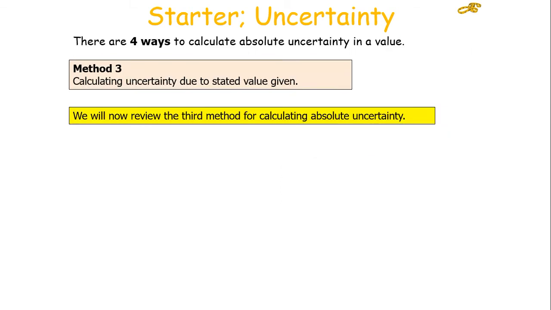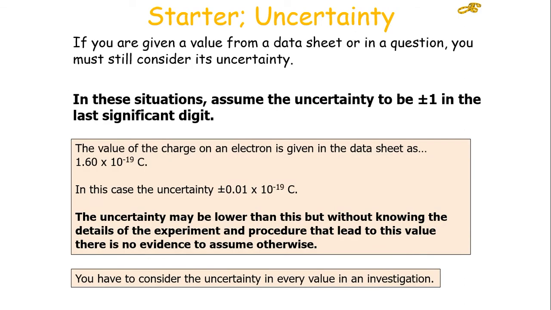Now, the third method is calculating the uncertainty due to a stated value given. If you're given a value from a data sheet or in a question, you still have to consider its uncertainty. In these situations, we assume the uncertainty to be plus or minus 1 in the last significant digit.